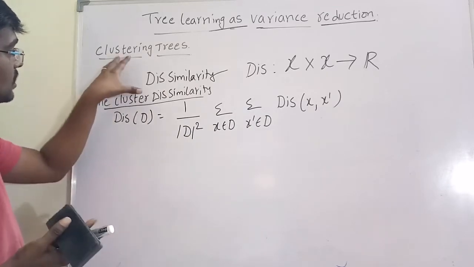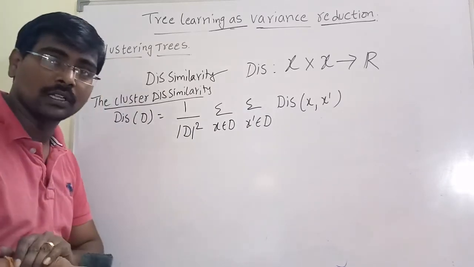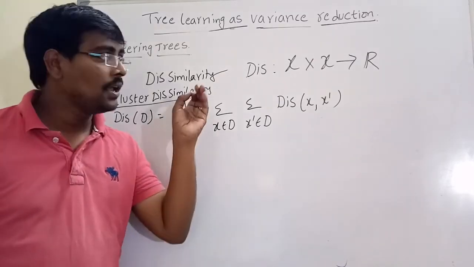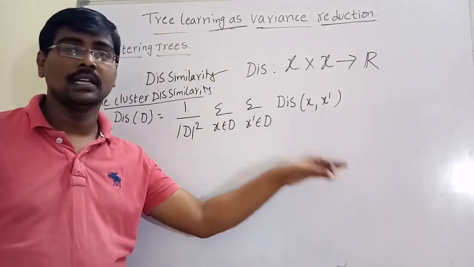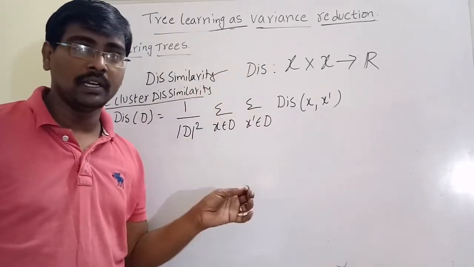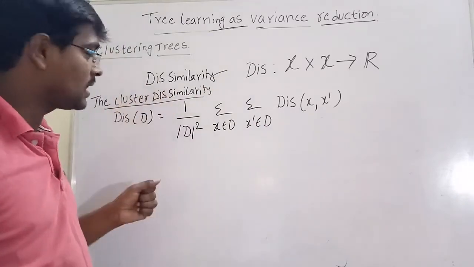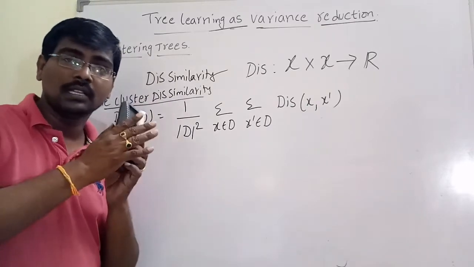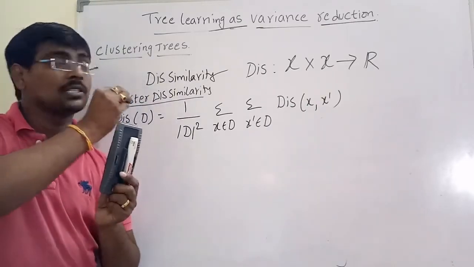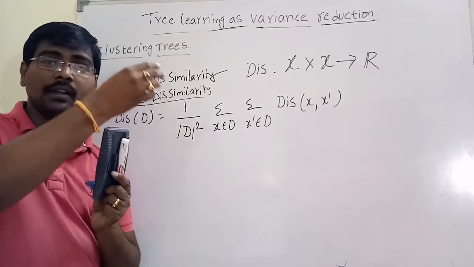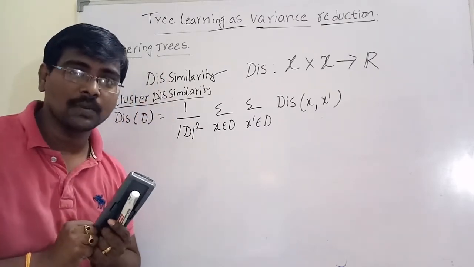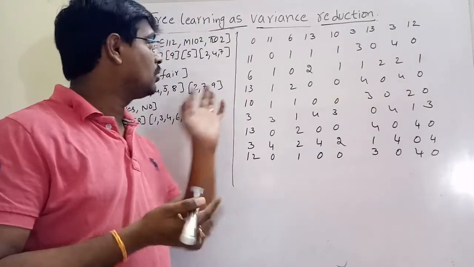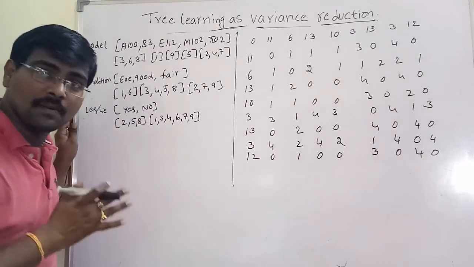Now, these clustering trees are constructed in two ways. One is by using a dissimilarity matrix, and the second one is by using Euclidean distance. Now consider the same example that was considered in the regression tree. I am also considering the same example. Now I will write down the example.